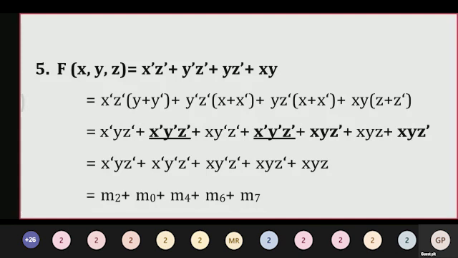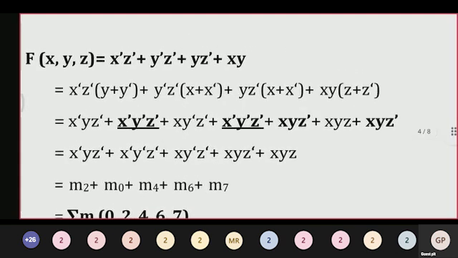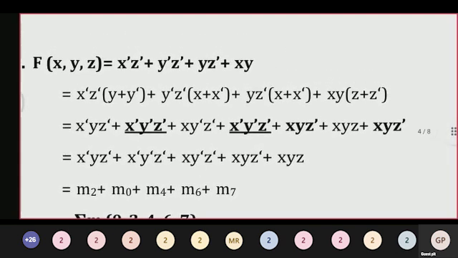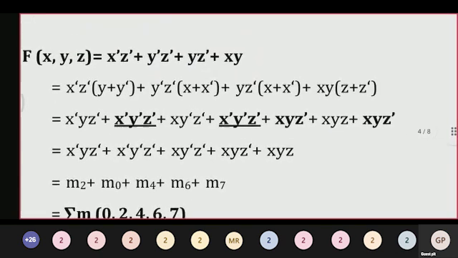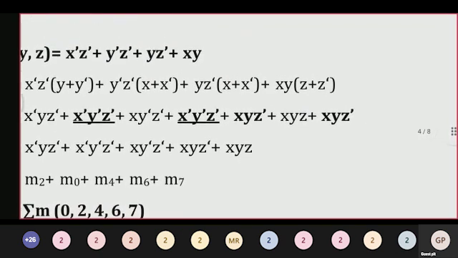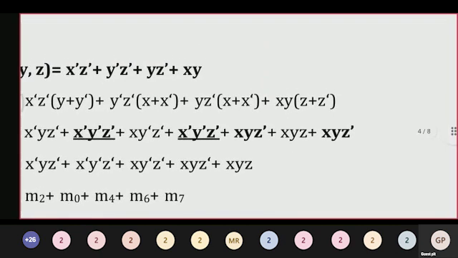So in the first product term, x bar z bar, the variable y is missing. So you need to multiply the product term with y plus y bar. And in the second product term, y bar z bar, the variable x is missing in the second product term. So you need to multiply the missing variable and its complement. So y bar z bar into x plus x bar.